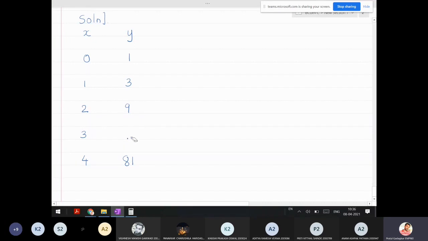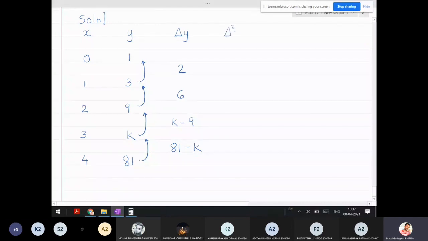So this missing entry, I don't know. That missing entry I'm going to call K, because I don't know what it is. So what is delta Y, the first difference? It is 3 minus 1 is 2, 9 minus 3 is 6, this is K minus 9, and this is 81 minus K. Okay, so this is very clear. So this was not a problem.